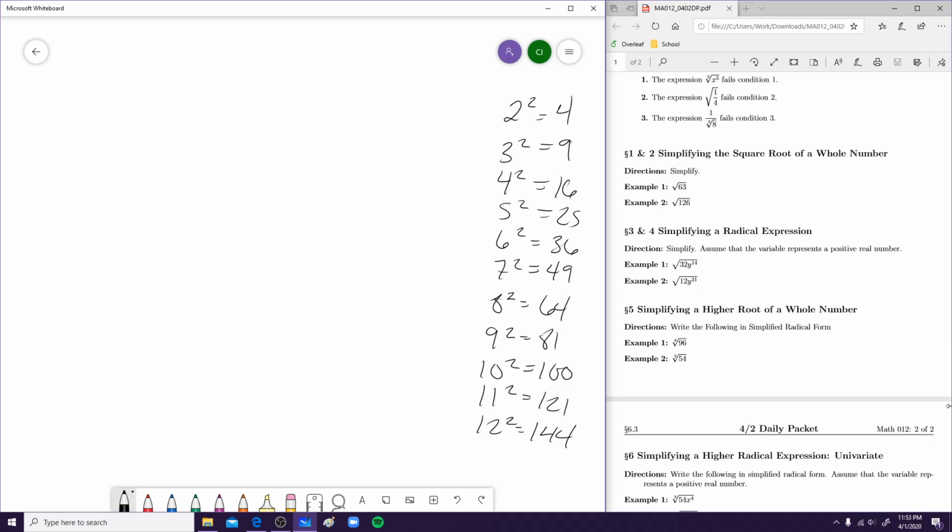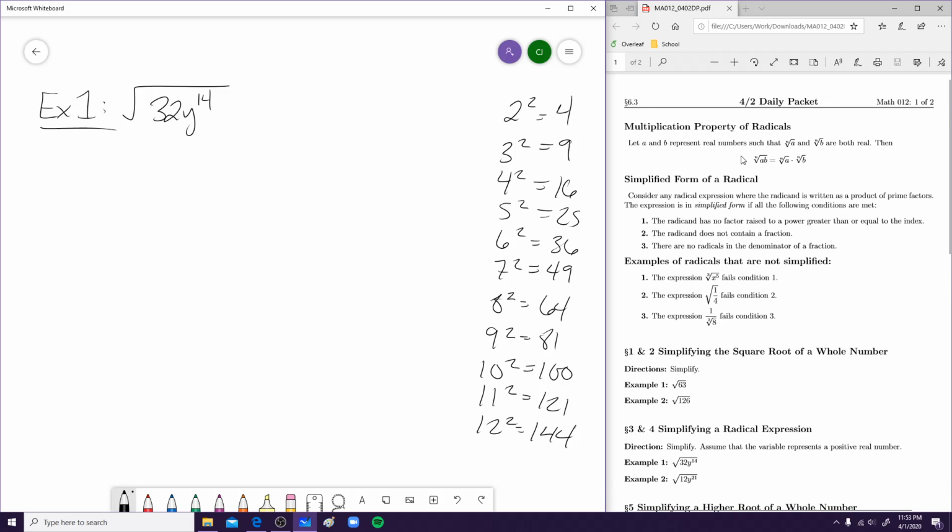Now let's continue on with section 3 and 4, which is simplifying a radical expression. So our directions say to simplify and assume that the variable represents a positive real number. So for example 1, we are given the square root of 32y to the 14th.